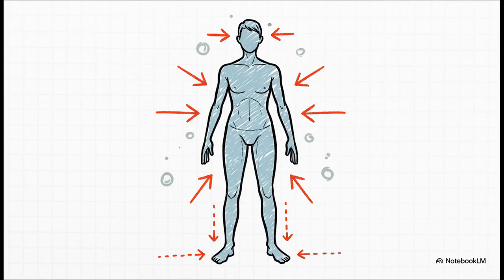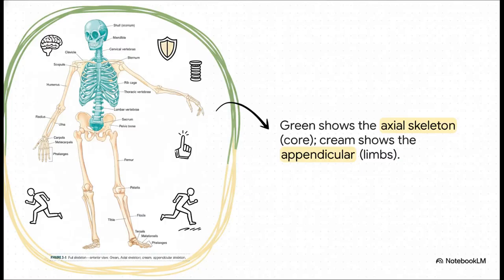And the rules for this position, they are incredibly specific. You're standing up straight, your head and your eyes are level, looking straight ahead. Your arms are down at your sides, but, and this is a really key detail, your palms are facing forward. And your feet are about shoulder width apart, also pointing forward. From here on out, every single description we talk about assumes the body is in this exact position. So that standard pose becomes our universal map.